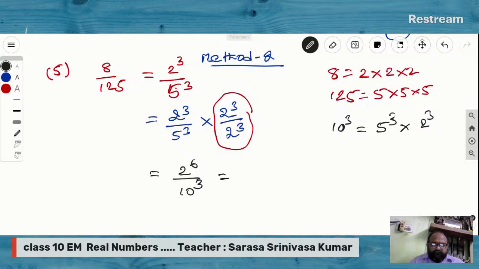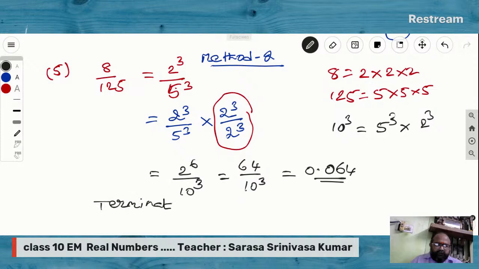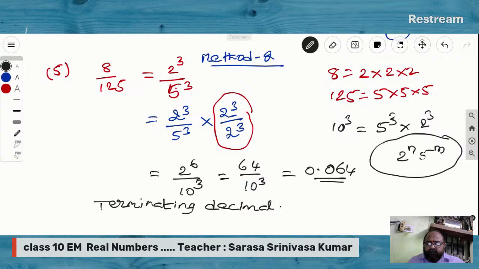So 8 multiplied by 8 is 64. 64 by 10 power 3 equals 0.064. It is a terminating decimal. Why? Because the denominator 5 cube is of the form 2 power n 5 power m. When the denominator is in the form of 2 power n 5 power m, we get a terminating decimal only.